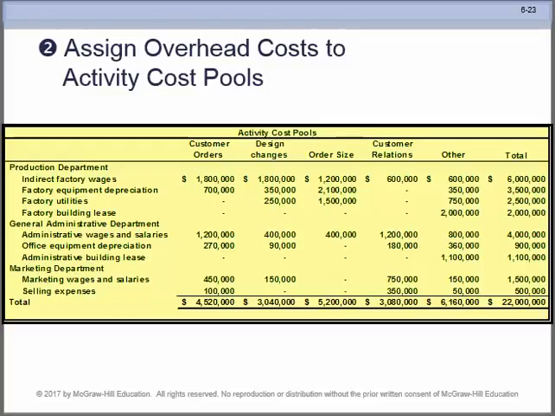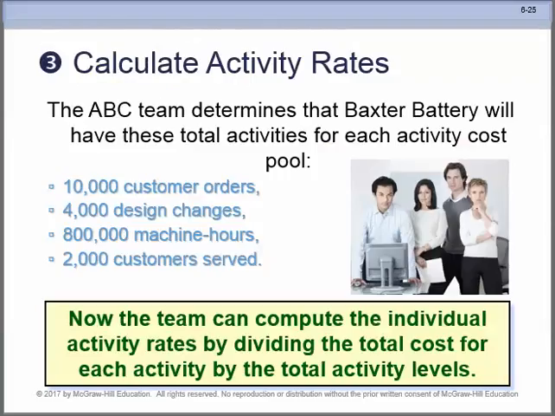All right, now let's take this another step and calculate the activity rates. The ABC team determines that Baxter Battery will have these total activities for each activity cost pool. The activity rate for each cost pool is as shown: 10,000 customer orders, 4,000 design changes, etc. So, for example, let's do some computation here. You see all these different numbers. Let's take this into what this really means.